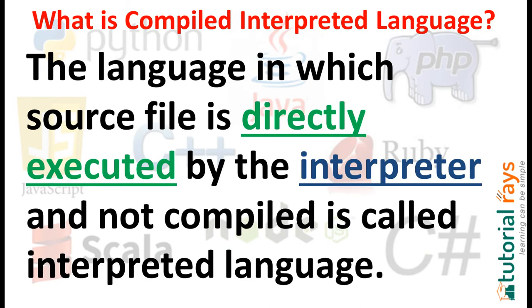Now that we have seen what a compiled language is with a practical example, we will see what an interpreted language is. The language in which the source file is directly executed by the interpreter and not compiled is called an interpreted language. In this kind of language, two steps are not followed. Whatever source file you write, the same source file is read line by line and executed line by line by the interpreter, and its output is shown to the user.